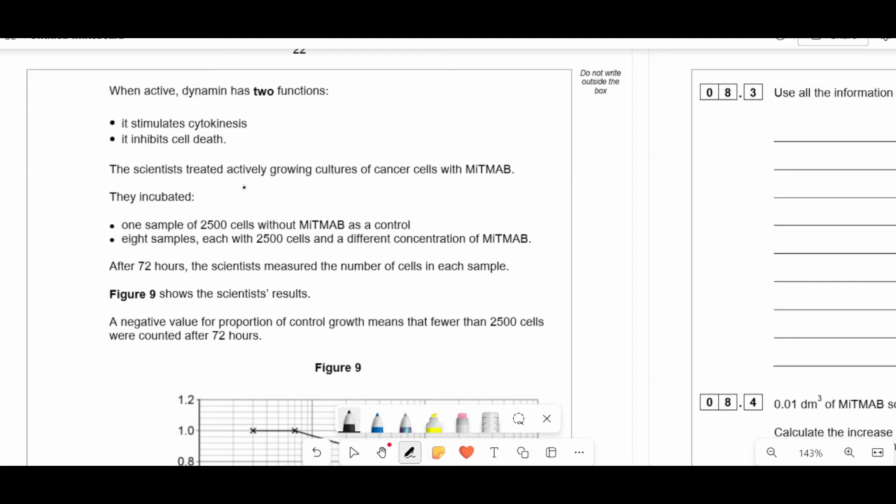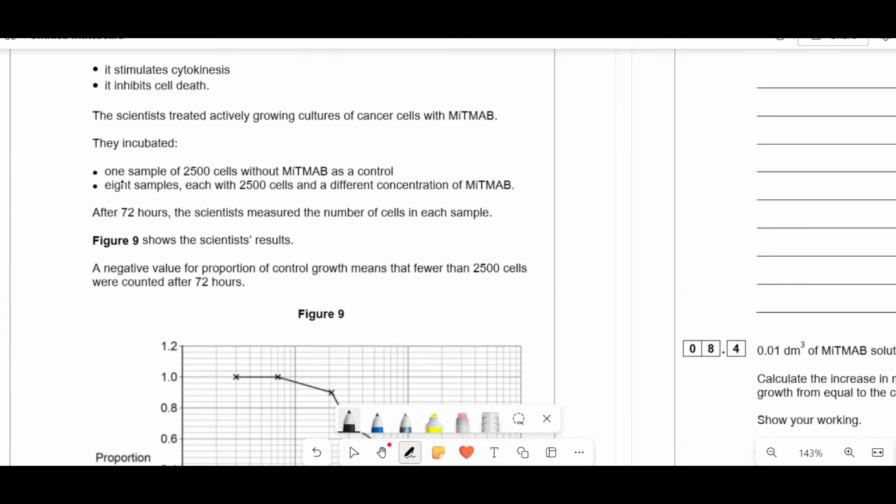Fine. The scientists treated actively growing cultures of cancer cells with MITMAB. What did they do? They incubated 1 sample of 2,500 cells without MITMAB as a control, and then 8 samples, each with 2,500 cells and different concentrations of MITMAB. So what are they doing? Independent and dependent? Let's have a look.